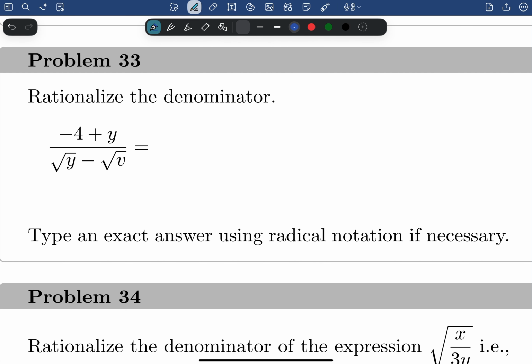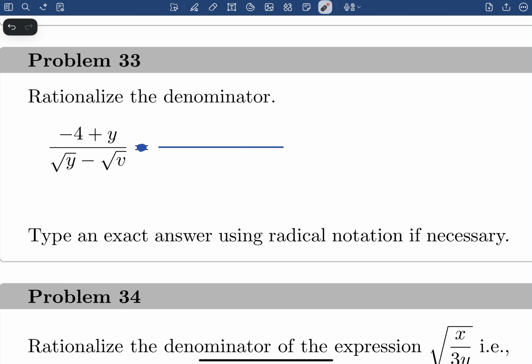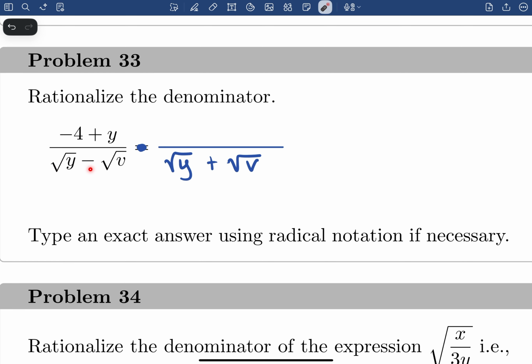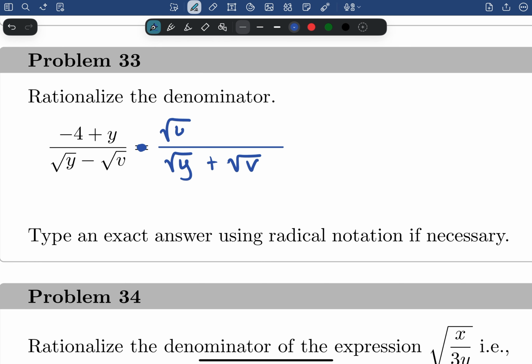And so to rationalize the denominator, when you have two terms, we're going to multiply by the conjugate of the denominator on top and bottom. Okay, so little reminder about conjugates. When you have two terms, the conjugate is the opposite sign from what you see. Okay, so the conjugate of the square root of y minus the square root of v is the square root of y plus the square root of v. Okay, so conjugate is opposite sign between the same two terms. And we're going to multiply that same thing on top and bottom.